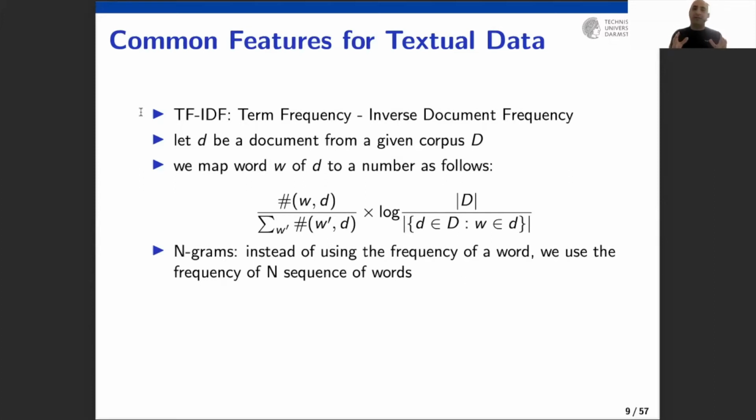It's very easy. You can say, okay, why should we only care about one word? We can also count two words, right? So instead of using the frequency of one word, we use the frequency of a sequence of n words. Instead of using one word, you can look at two subsequent words. If you use two subsequent words, these features are usually named bigrams. And if you use three subsequent words, these features are usually named trigrams.